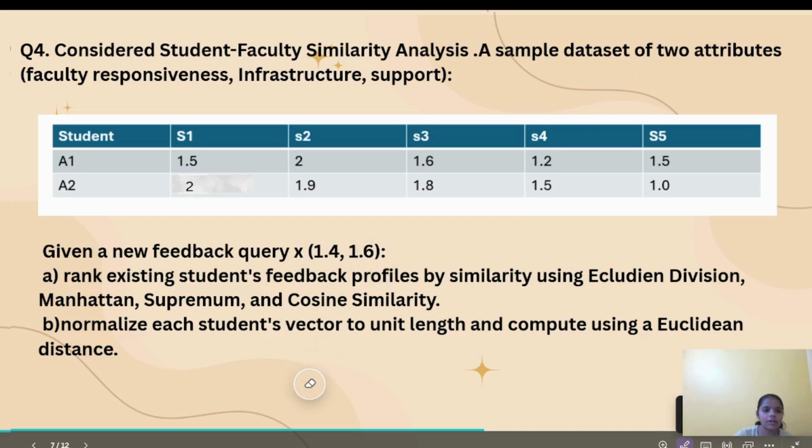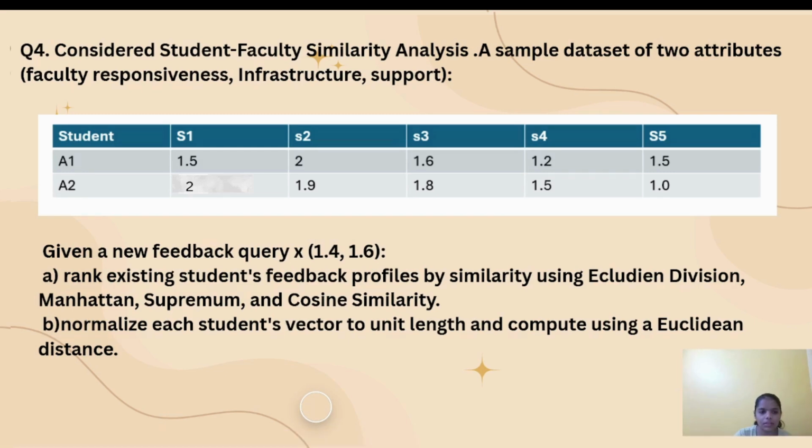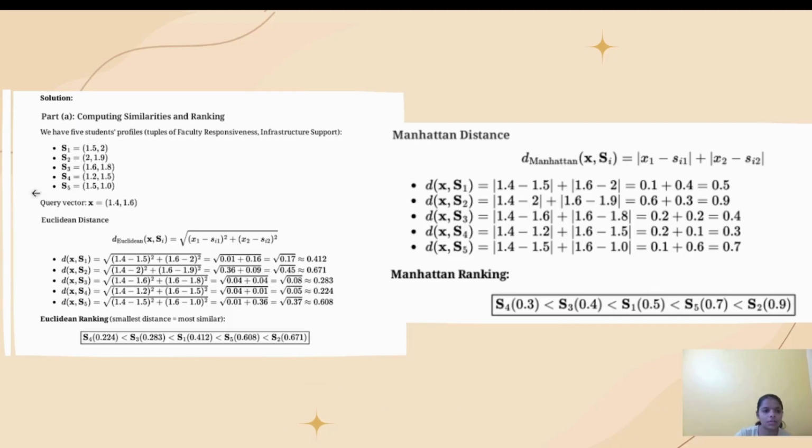Now in the first part we have to rank existing students' feedback profiles by similarity using Euclidean distance, Manhattan distance, supremum distance and cosine similarity. In part B, we have to normalize each student's vector to unit length and compute using Euclidean distance. Solution: as you can see here, we will first compute the similarity and the ranking.